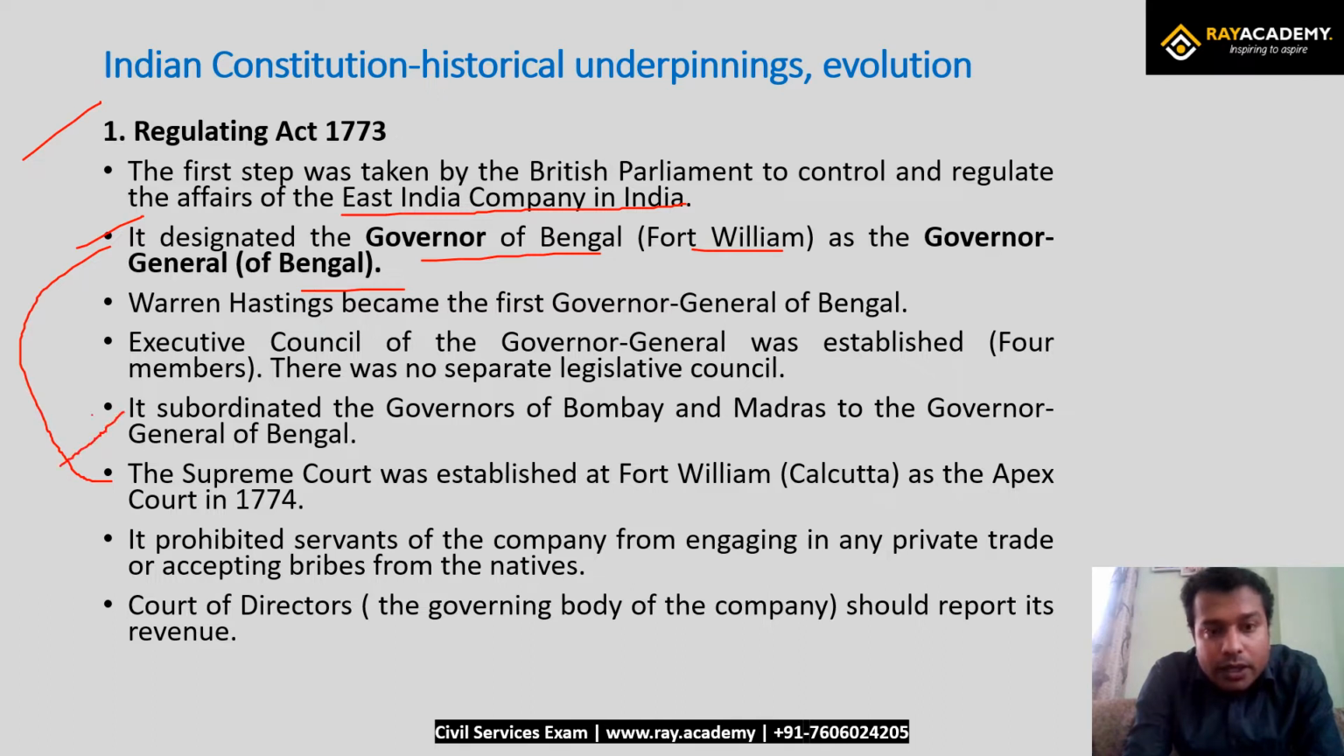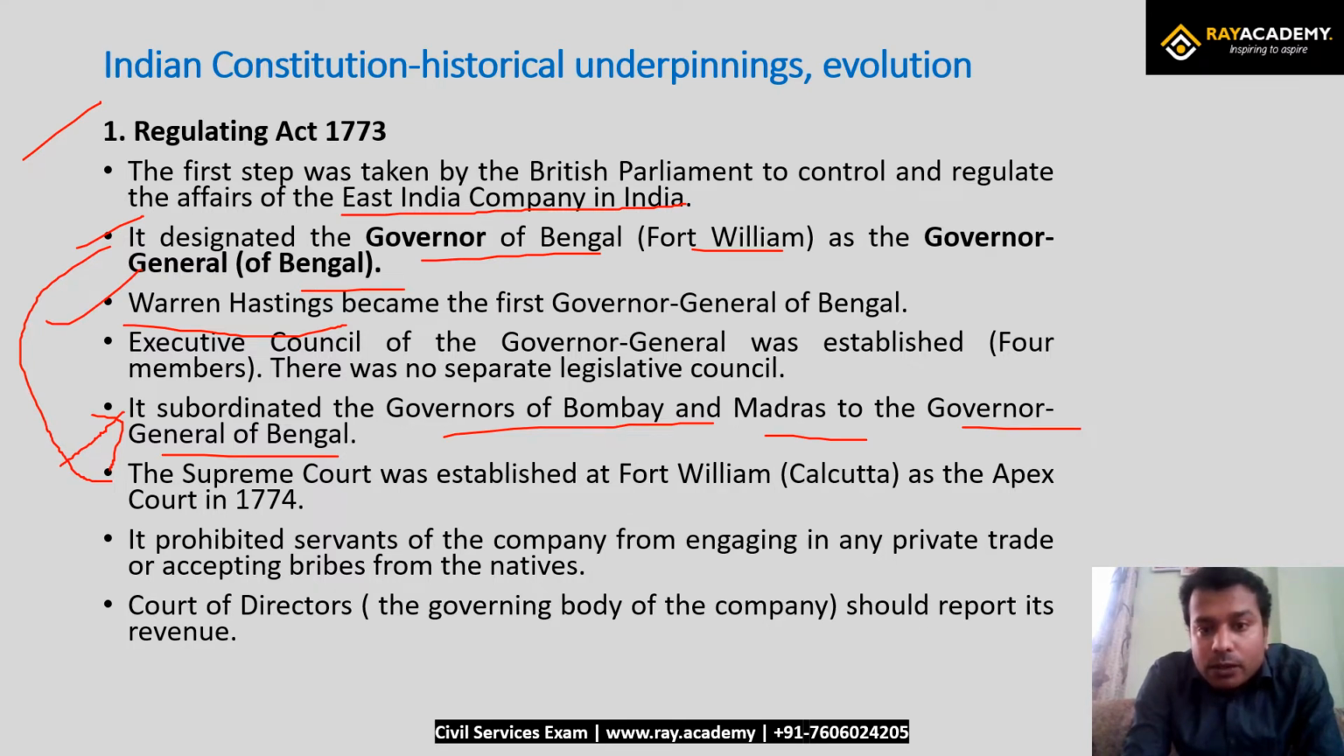Now, you need to understand this point, which I am going to refer to particularly. It subordinated the governors of Bombay and Madras to the Governor General of Bengal. That means earlier there were separate governors, and finally with the Regulating Act of 1773, the Governor of Bombay and the Governor of Madras came under the Governor General of Bengal. Earlier it was Governor and now it is Governor General. So Warren Hastings became the first Governor General of Bengal. This is an important point; often you can be asked the question in your examination.